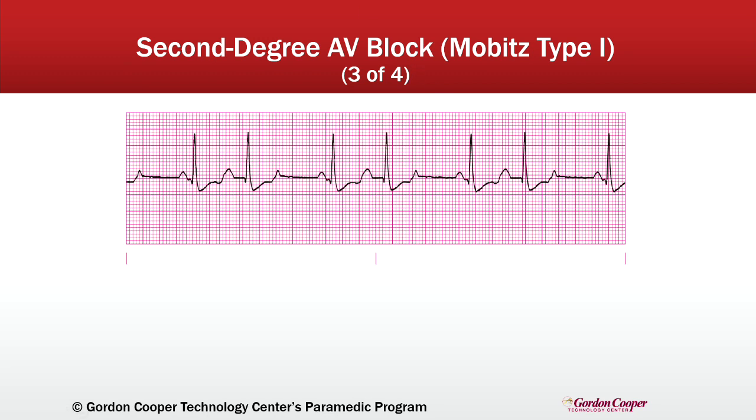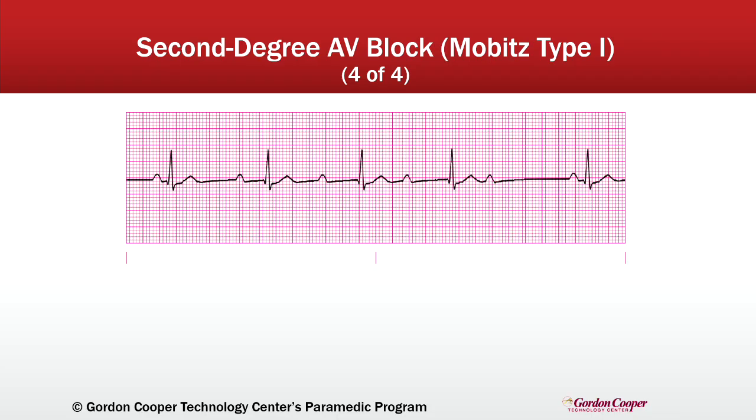So it is an irregular beat. However, it's regular because it continues on and on. It functions in that pattern. So this would be a second degree AV block, Mobitz type 1 or Wenckebach block. And then another example, we'll come down here left to right. So we see it getting really long, super long, dropped beat. And that's a Wenckebach block.